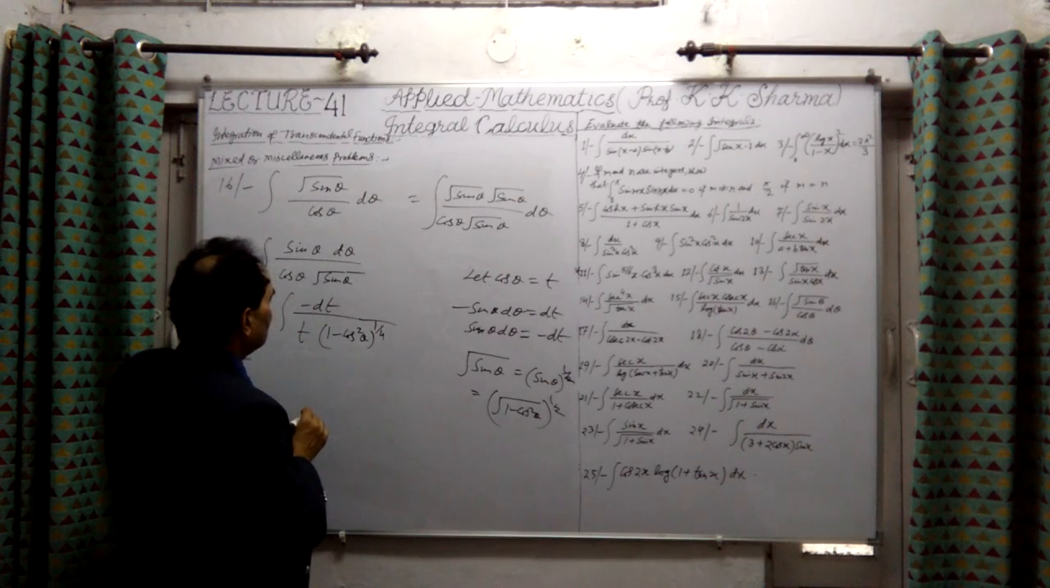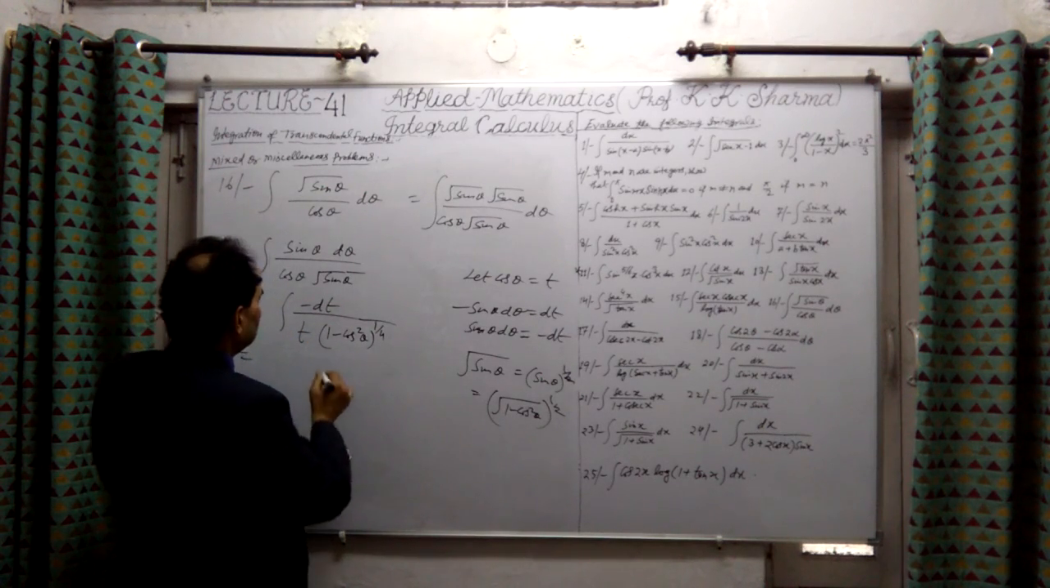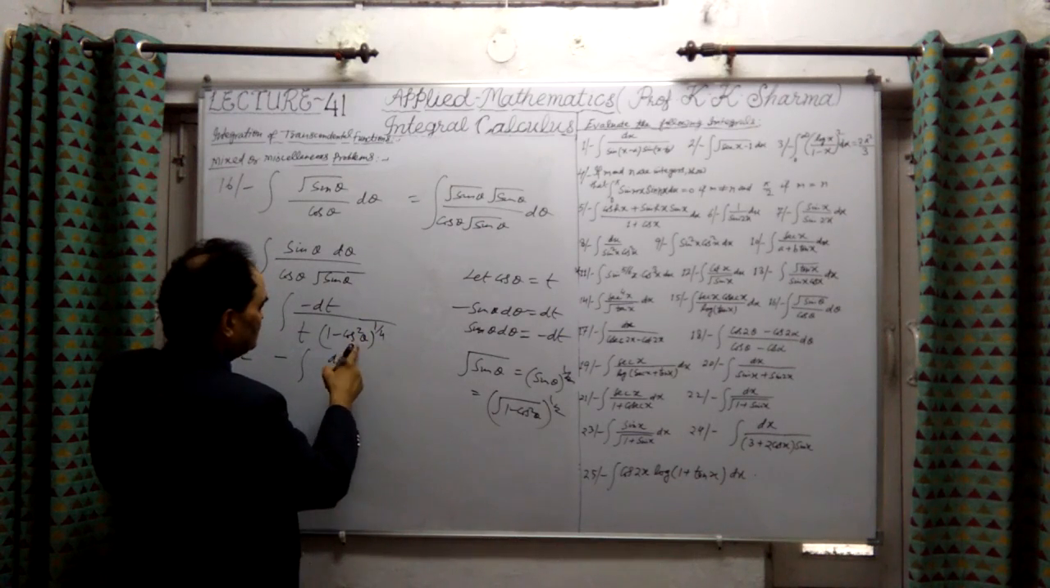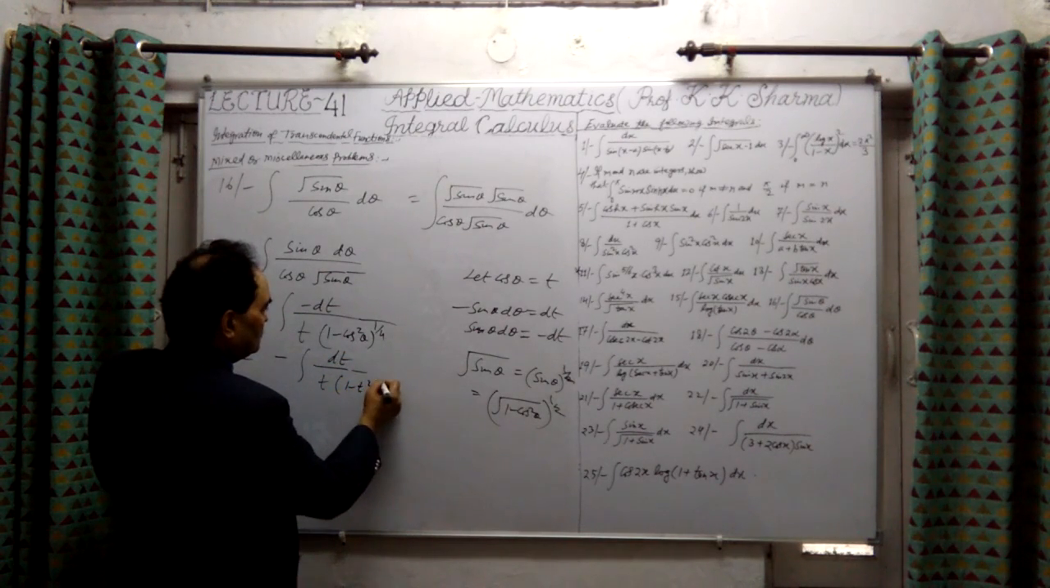I'm sorry. Now this question is minus dt, is it t square here? The minus sign dt upon, I'm sorry, this is t square, cos theta is t square. So this is minus dt upon t into (1 minus t square) whole power 1/4.